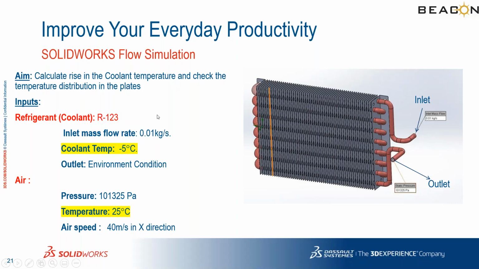The refrigerant that I'm going to use is R123, and the boundary conditions have been specified over here. It will flow at the inlet at 0.01 kg per second. The coolant temperature while entering here is -5 degrees Celsius, and the outlet will be at the environmental condition. Here, the air is a secondary fluid, and the temperature of the air is 25 degrees Celsius, and it will flow in the x direction. The x direction is this one. As I go into the SOLIDWORKS interface, I'll elaborate more on that. So air will flow at 40 meters per second.